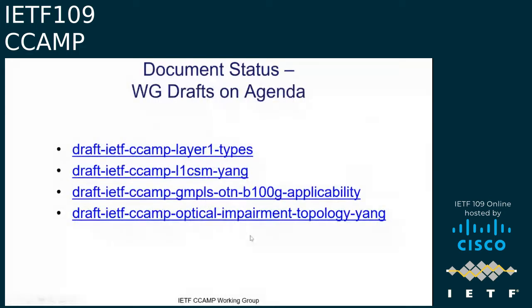Okay, on the agenda, we have 4 documents today. The layer 1 types, layer 1 CSM, the applicability of GMPLS to the OTN beyond 100 gigabit, and the optical impairment topology Young model.